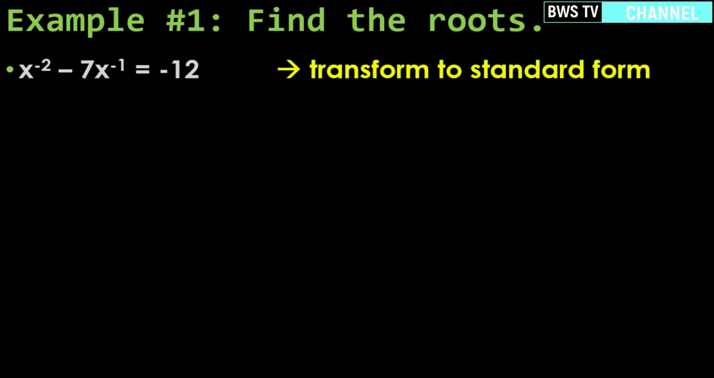We have now example number 1. Find the roots of this given equation. x to the power of negative 2 minus 7x raised to the power of negative 1 equals 12. So based on this given, the first step is standard form, always. So transform it into standard form. You transfer 12 to your left side, negative 12. So that will become plus 12 is equal to 0. So we have now the standard form of the equation. So what will be the next step?